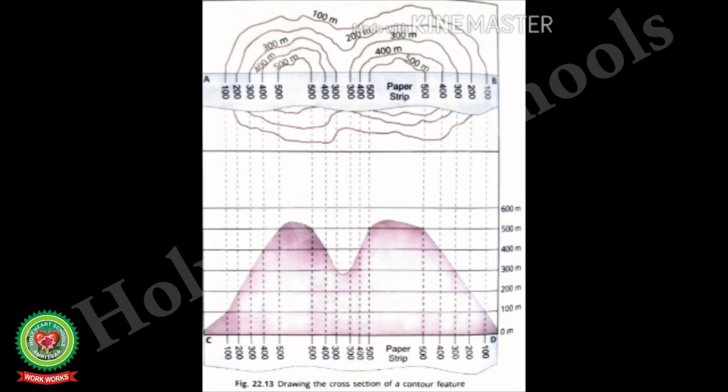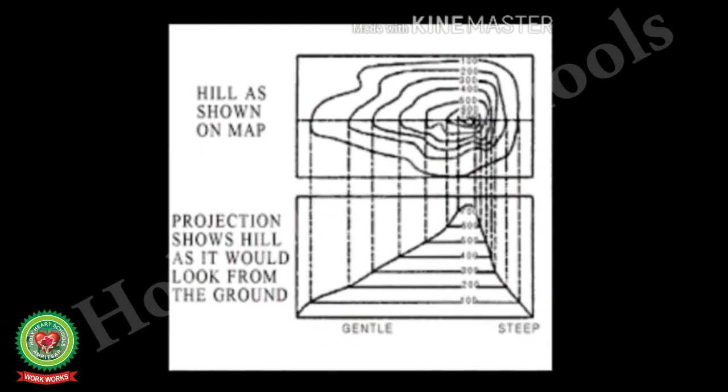Students, the contours are drawn close to each other when the slope is steep and they are spaced widely when slope is gentle. The widely spaced contours show gentle slope and the closely placed contours show steep slope.